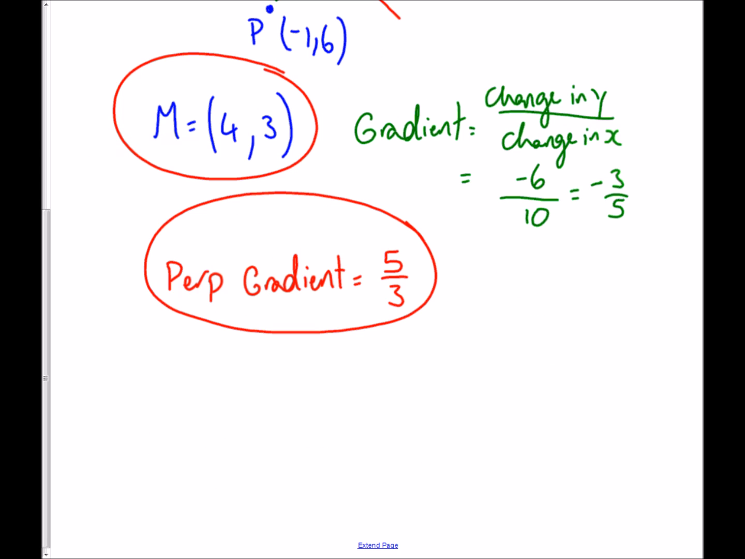We need to remember that when we're finding the equation of a line using a coordinate and a gradient, we're going to use the form of the line y minus y1 equals m(x minus x1). So in this case, I'm going to do y minus my y coordinate, well my y coordinate's 3, equals m, which is my gradient, so that's going to be 5/3, times x minus my x coordinate, so I'm going to get x minus 4.